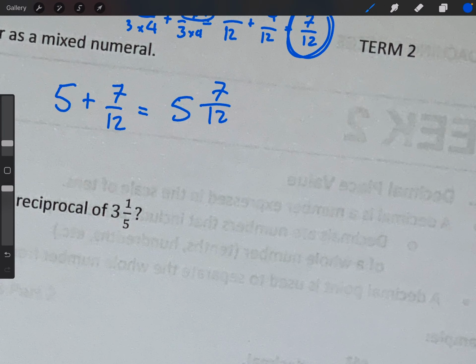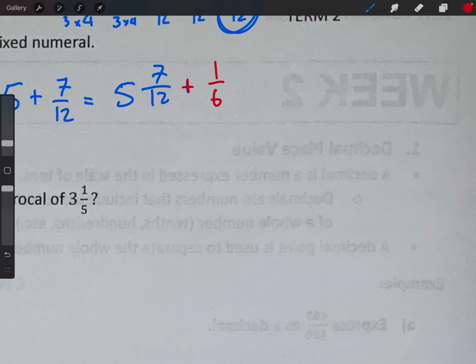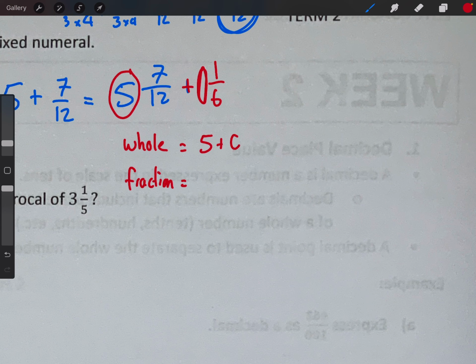We have to add 1 on 6. So now I'm gonna put this in red, add 1 on 6. Again, I'm gonna just look at the whole numbers and the fraction. The whole number is a 5 and there's nothing there, so 0. 5 plus 0 equals 5. Let's look at the fraction. It'll be 7 on 12 plus 1 on 6.